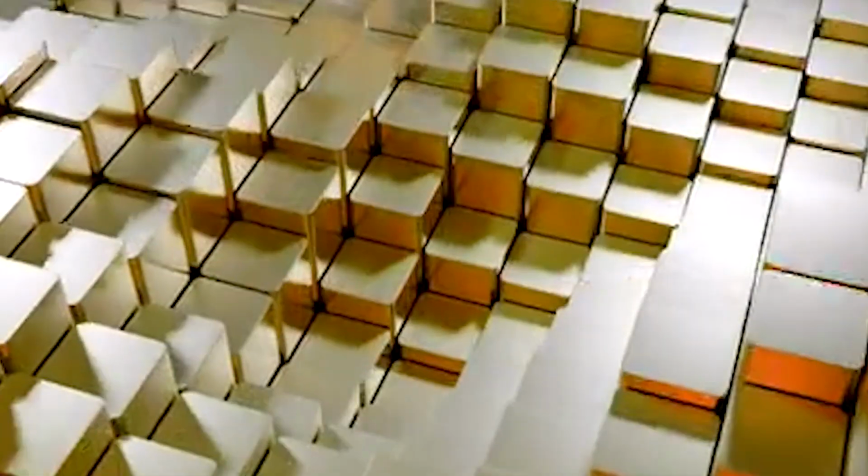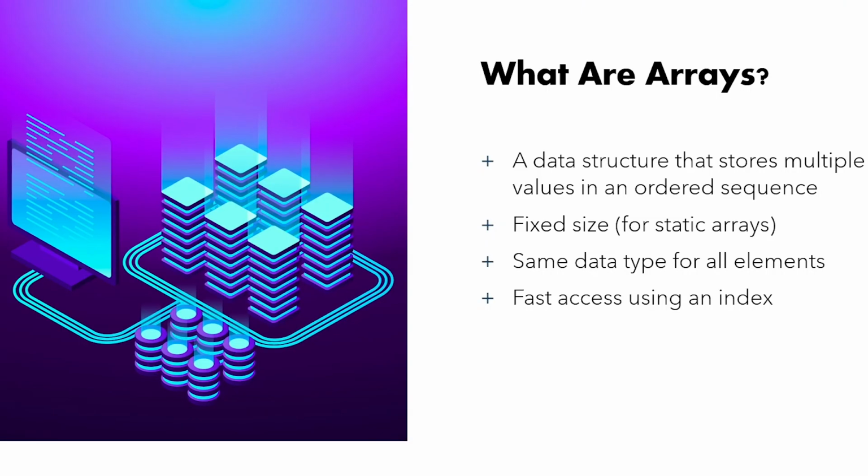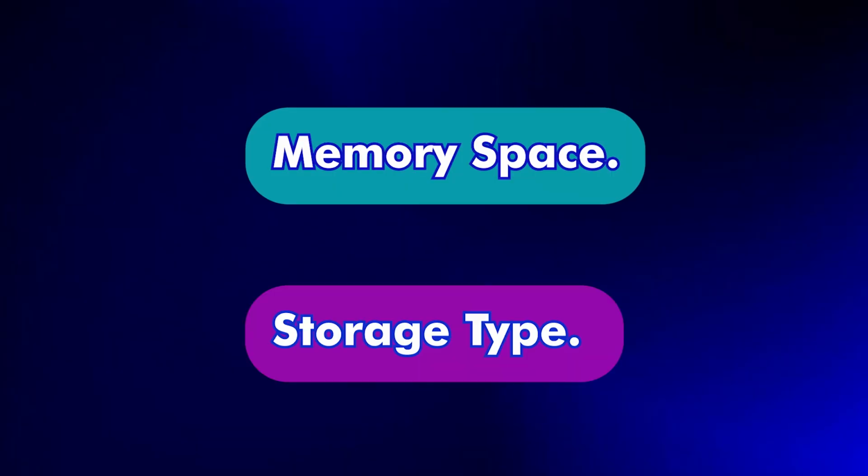Now keep in mind that arrays have a fixed size. All the items must be the same type. This means that when you create an array, you need to decide two things up front: how many values it will hold and what type of data it will store.